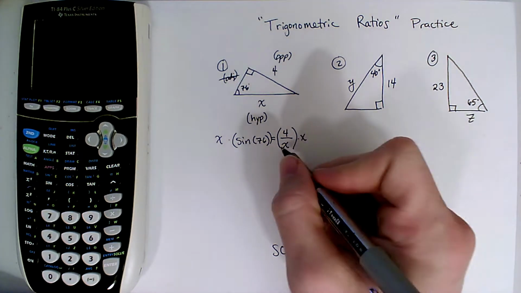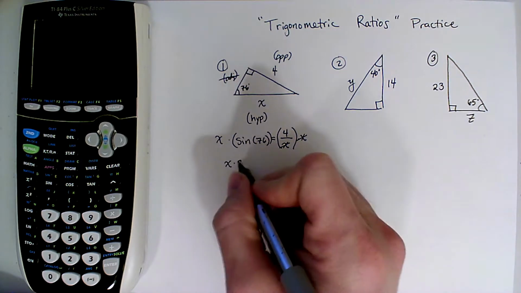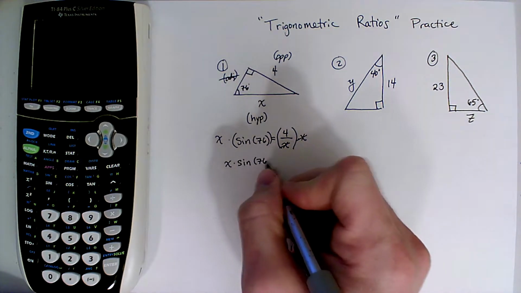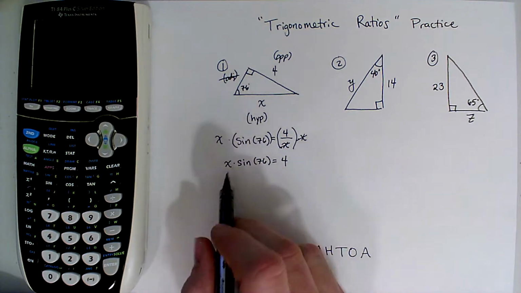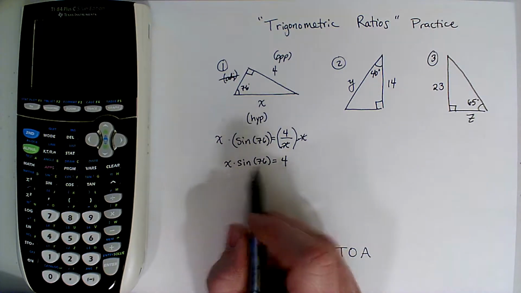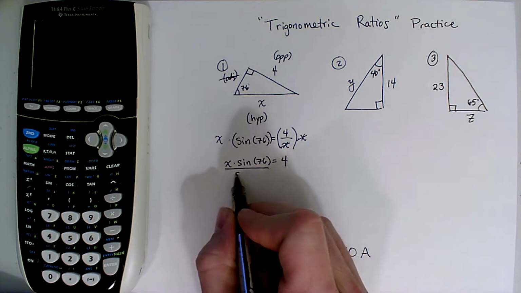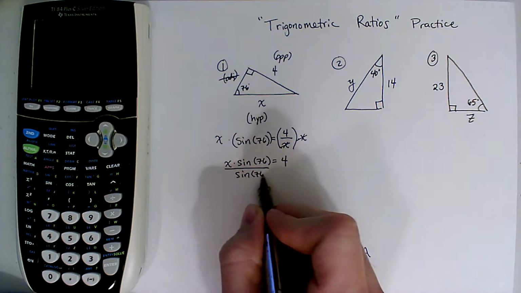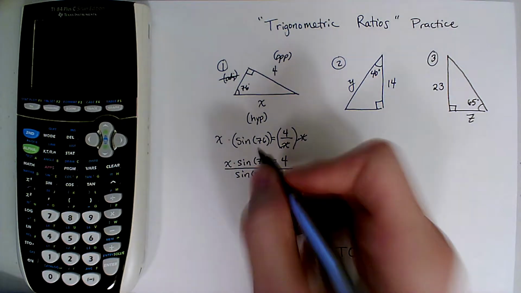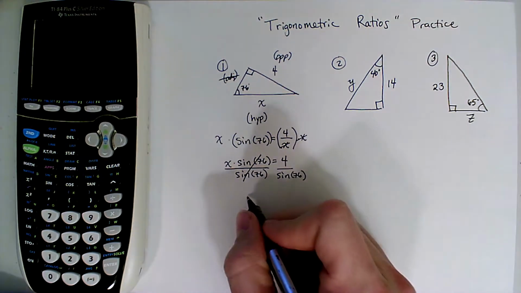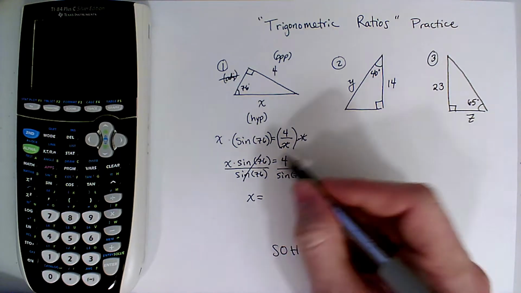And now that I've multiplied both sides by x, the x's are going to cancel on the right. I'm going to have x times sine of 76 on the left equals 4. And then to get the sine of 76 off of the side with the x that's being multiplied, to undo multiplication, you have to divide. So I'm going to divide all of the left side by sine of 76, and that's going to cancel that out. So I'm going to be left with x equals 4 over sine of 76, which can be put into a calculator.